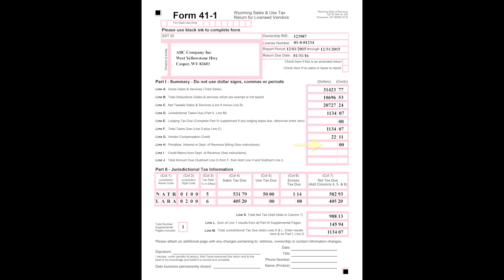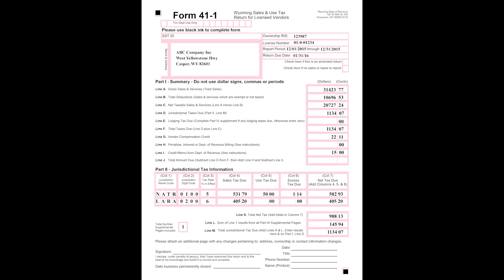Line H is an area in which you can record any penalties and interest or late fees that you may owe the state of Wyoming due to delinquent returns, late fees, etc. Keep in mind that if this does pertain to you, then in turn you will be disqualified from taking the vendor compensation credit. So in this case, nothing is owed and it can be left blank, or you may enter 0.